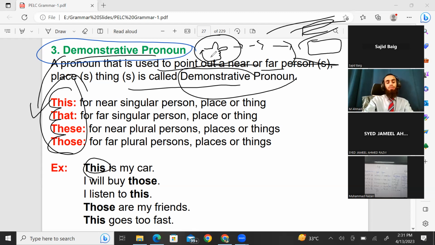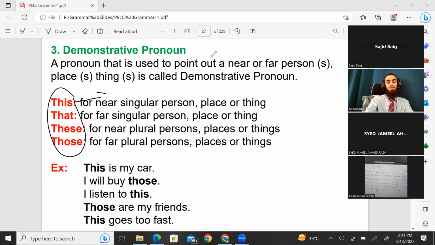But one thing you have to remember: whenever this, that, these, those are used, this is for singular near, that is for singular far, this is clear to you. But if these are used, then a verb must be used after it, and then it would be called a demonstrative pronoun, right?